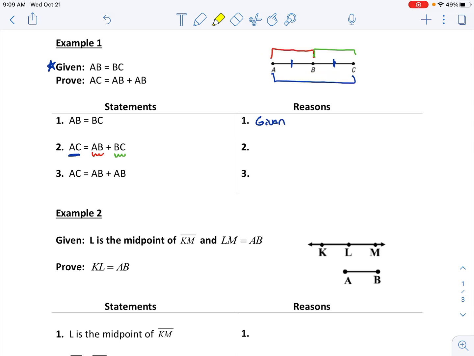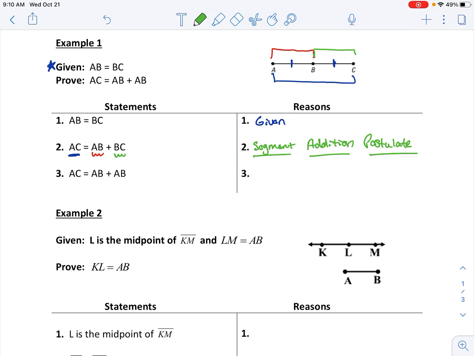Now, the big thing is what gives us that justification? What says that the parts of the segment equal the whole? This is back from the first unit that we did. It is segment addition postulate. Segment addition postulate says that the parts will add up to equal the whole. That's something we're going to have to work on, but the segment addition postulate is going to be a big thing in our strategy moving forward.